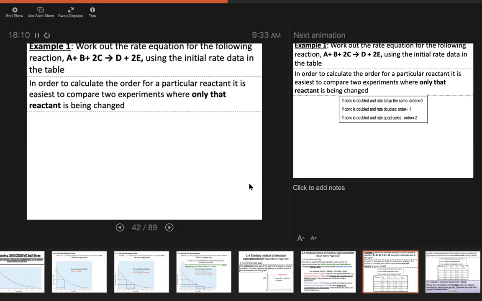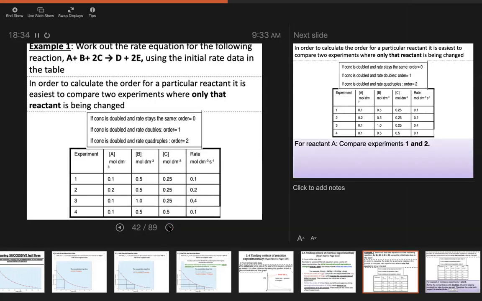Now, looking at example 1. Okay, we have 10 minutes left. Okay, looking at example 1. We have a reaction where my reactants are A, B, and C, okay, to form D and E, right? And then the data given is this table, okay?